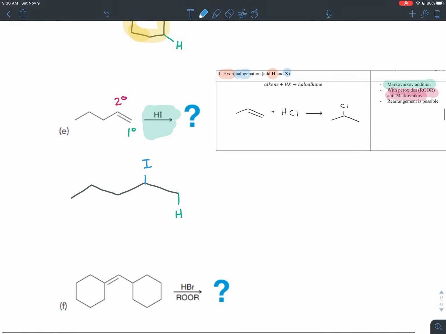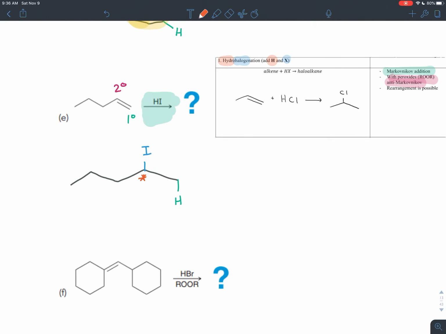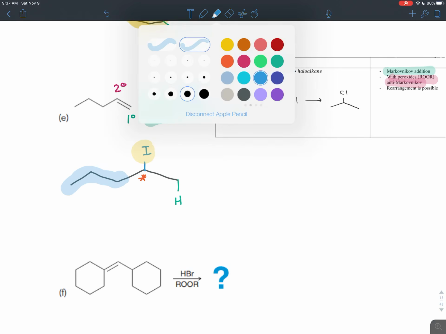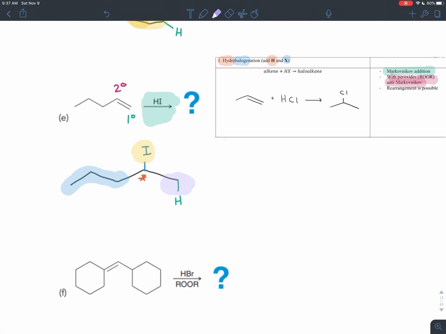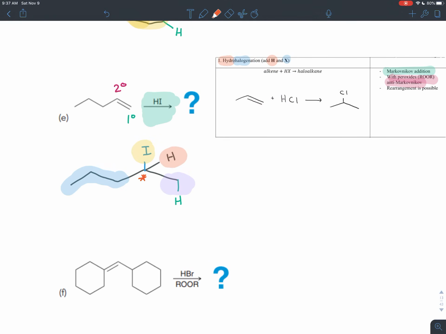But if you look at that, you'll notice that the carbon that we have the iodine on is a chiral center. It is bonded to an iodine, to a propyl group, to a methyl group, and the fourth thing is an implied hydrogen. And because we have a chiral center, we have to say what configuration the chiral center is. Is it R or is it S?